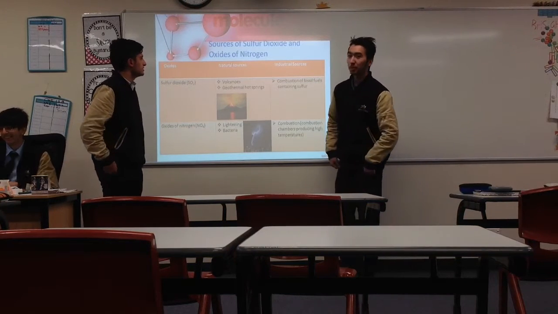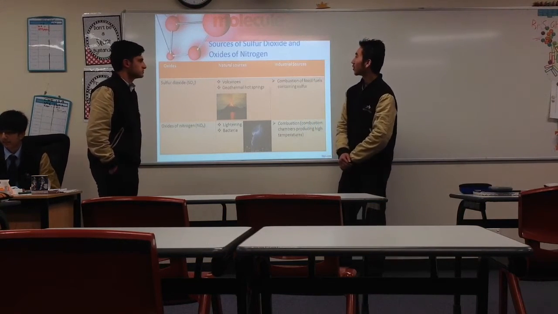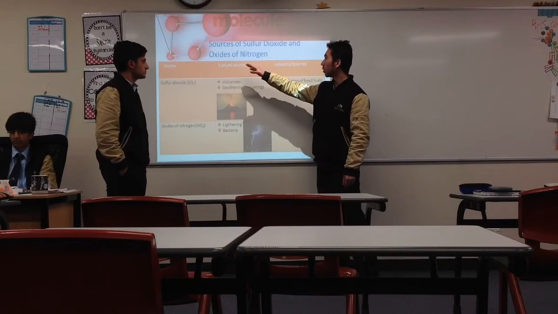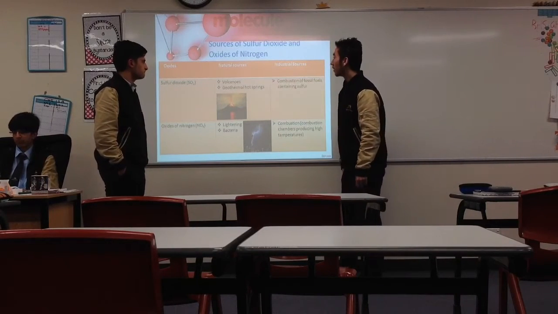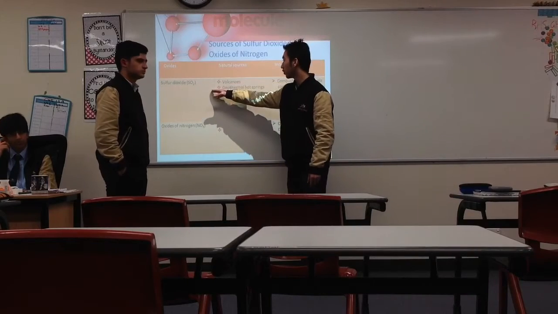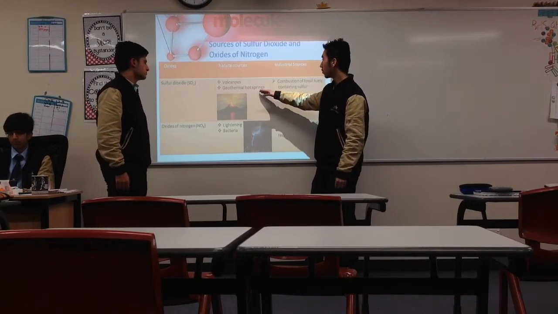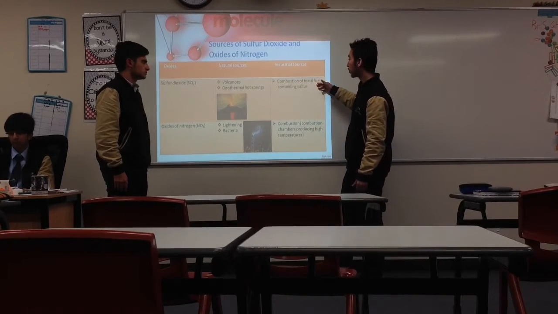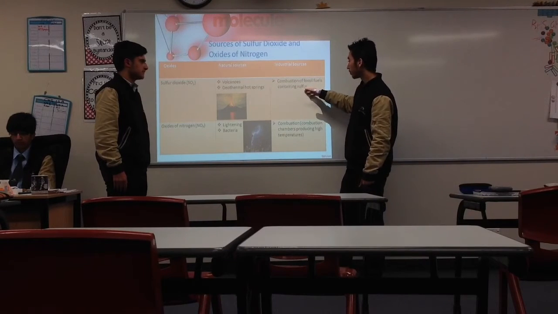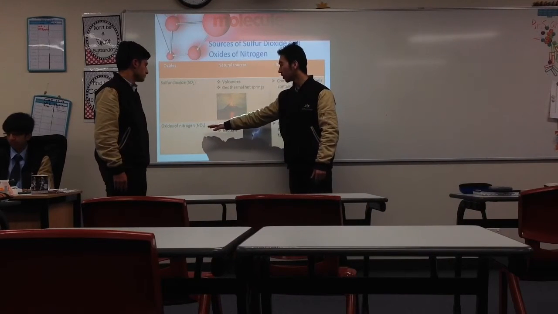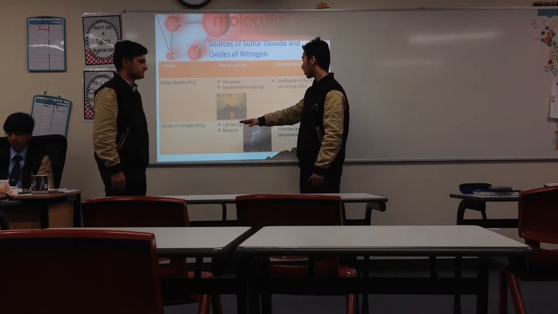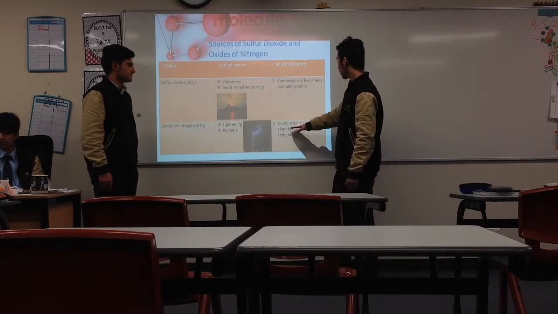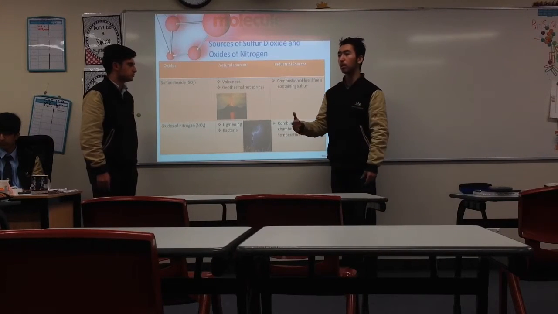So the Board of Studies chemistry syllabus requires us to learn two specific compounds, including sulfur dioxide and oxides of nitrogen. The natural sources of SO2 include volcanoes and geothermal hot springs. The industrial man-made process includes combustion of fossil fuels containing the element sulfur. For oxides of nitrogen, NOx's, the natural sources include lightning and bacteria. The industrial source is combustion under high temperature.